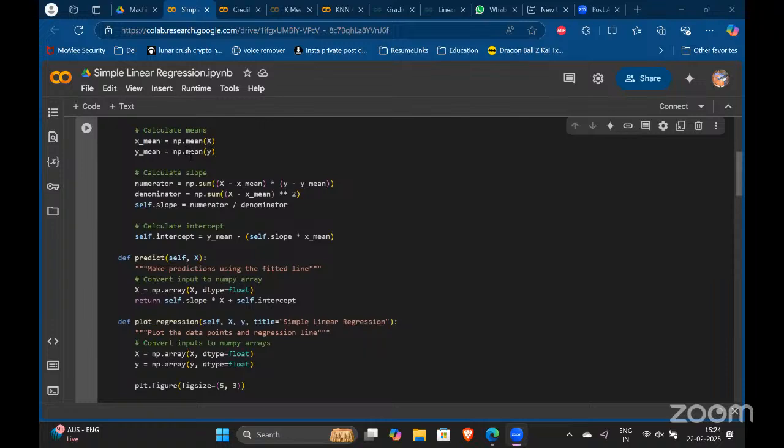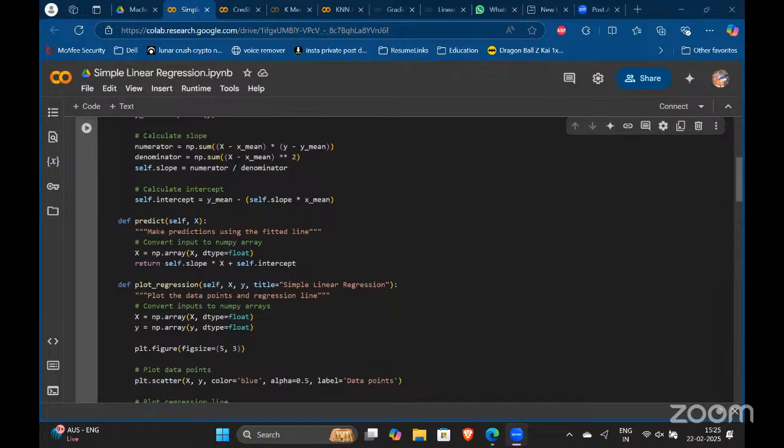So once you find the mean of x and mean of y, we can calculate the numerator, which is the sum of (x minus x mean) into (y minus y mean). The denominator is again the sum of (x minus x mean) whole square. So with the numerator by denominator, we'll be getting the slope value, which is m in mx plus c. Once you find the m value, you can calculate the constant value, which is the intercept. The intercept value is y mean minus the slope into x mean.